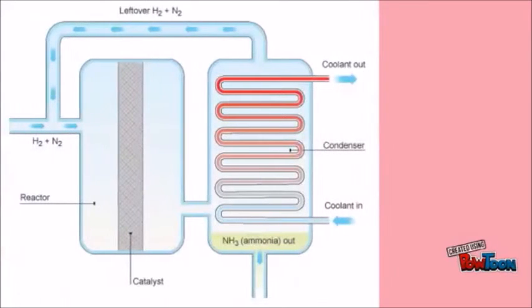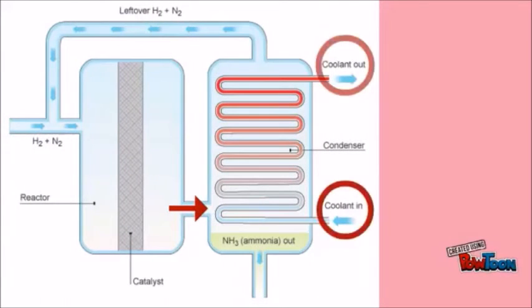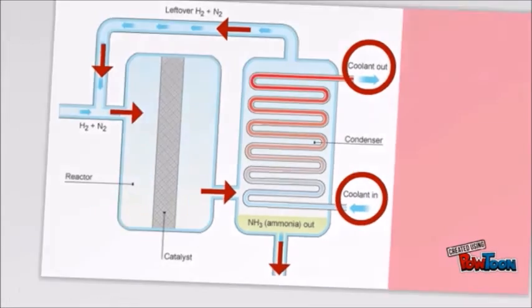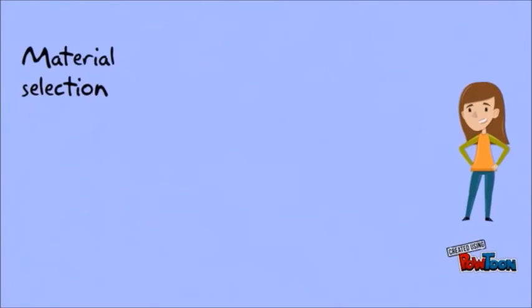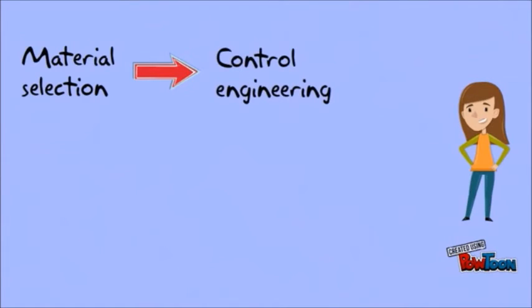In fact, condensation is used in the Haber process. We use cooling water to reduce temperature and liquefy ammonia gas, which is then collected. The residual hydrogen and nitrogen gas will then be recycled to maximize the use of raw materials. We have come quite far and we are almost done.